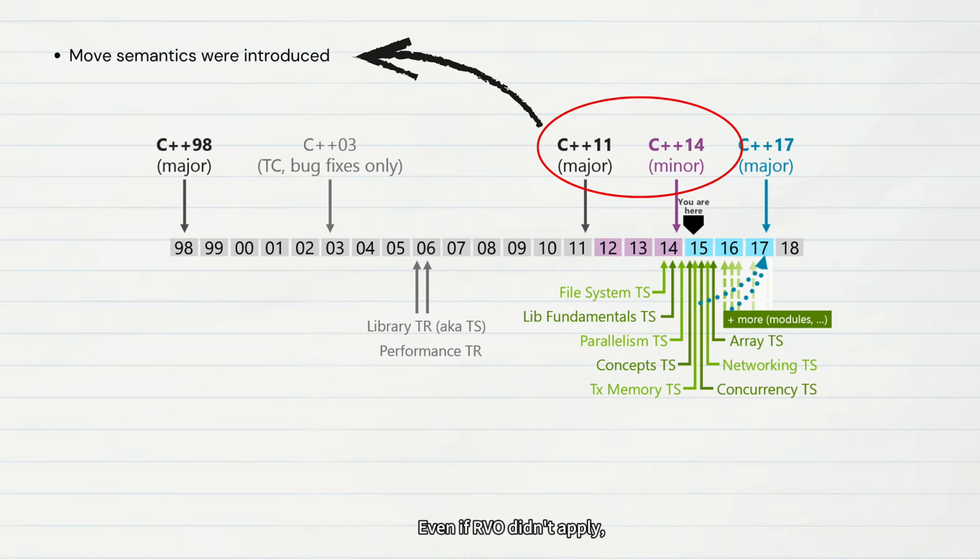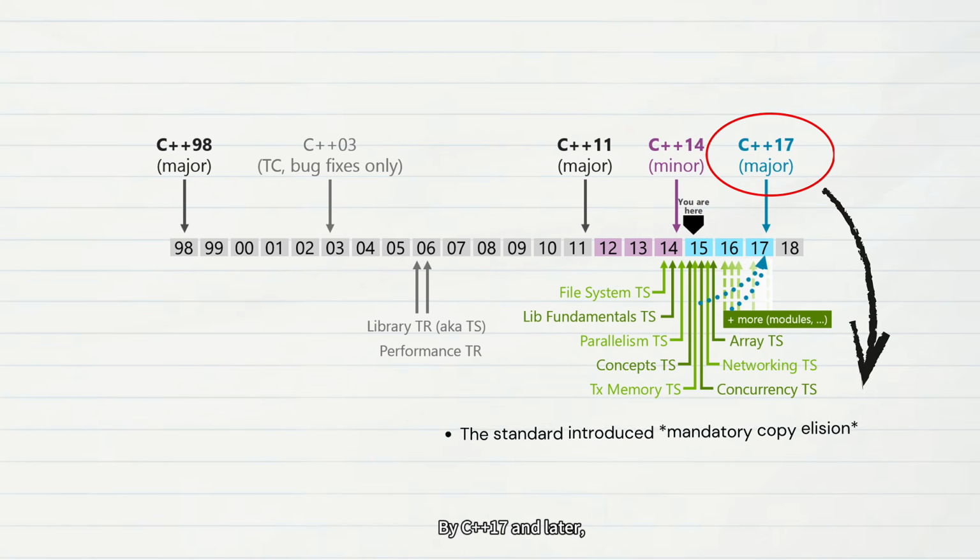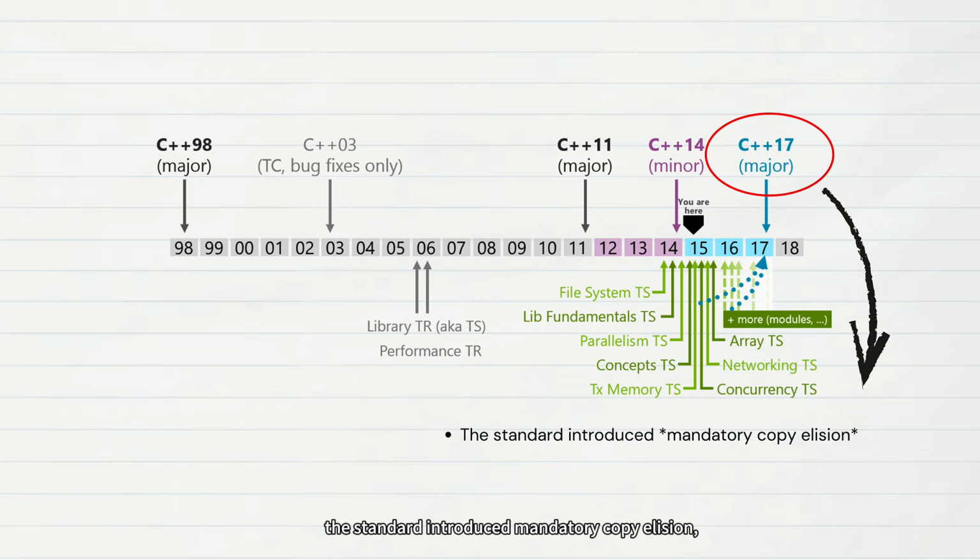Even if RVO didn't apply, move constructors could reduce overhead, but temporary objects could still exist, and the optimization remained optional. By C++17 and later, the standard introduced mandatory copy elision, writing it directly into the language rules. For RVO involving anonymous returns, the compiler must perform it. There's no room for negotiation.